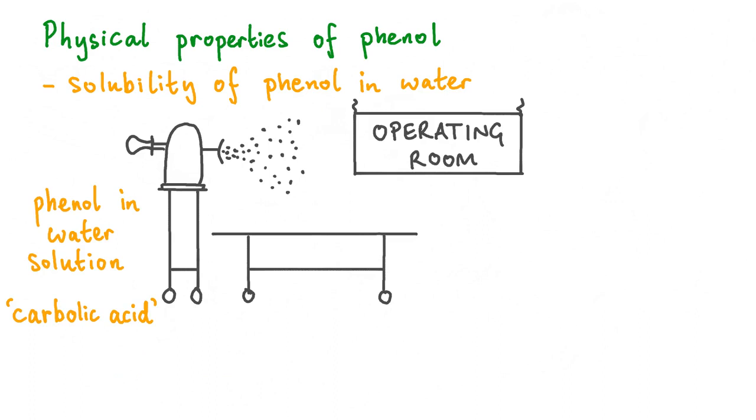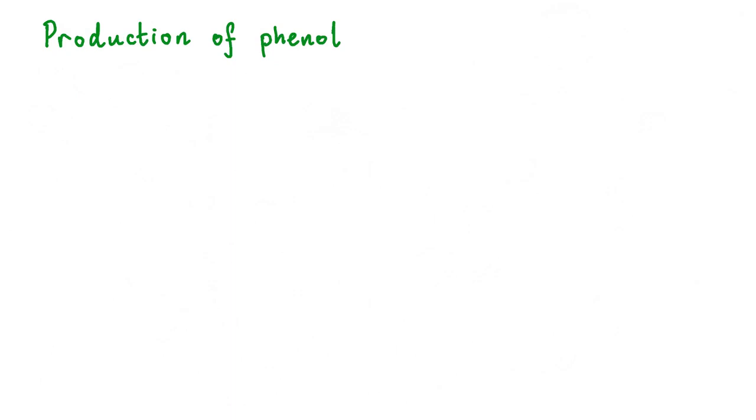Solutions of phenol in water were commonly known as carbolic acid. In early operating rooms, phenol solution was sprayed around the patient as it was a known antiseptic. In the next section, we'll look at the production of phenol and how it's obtained industrially.